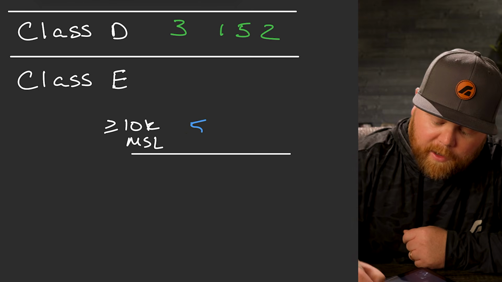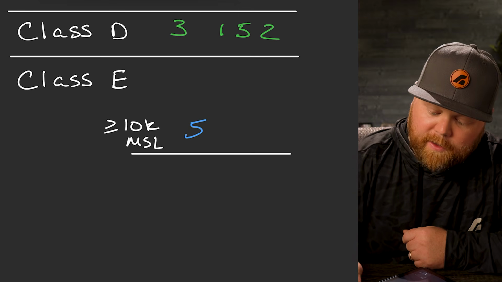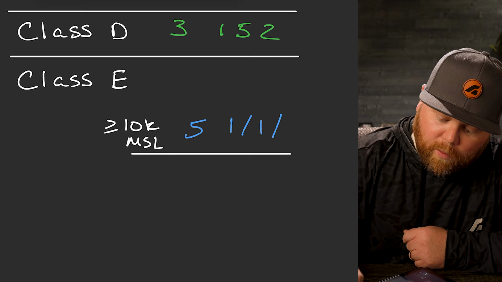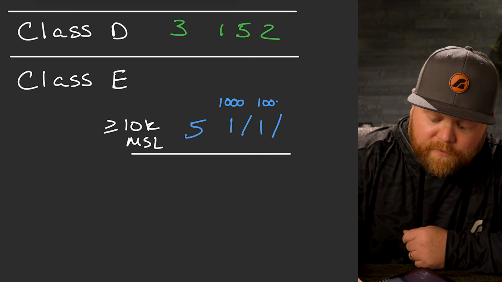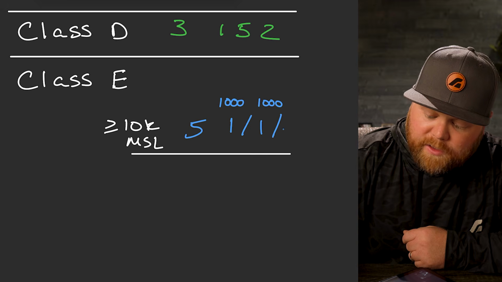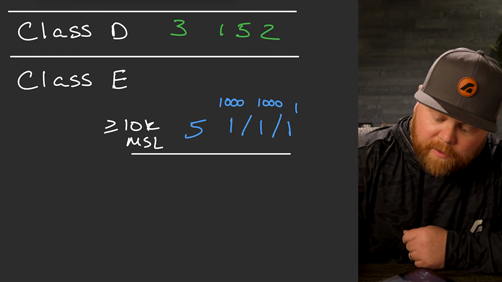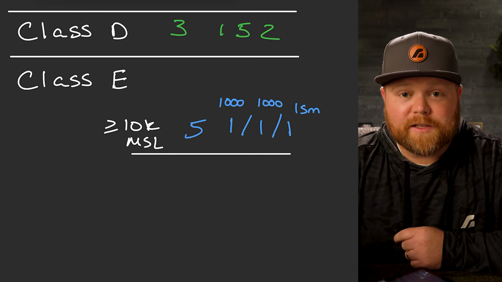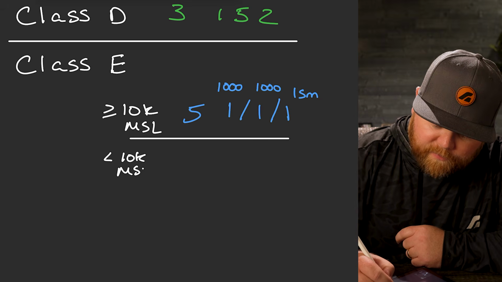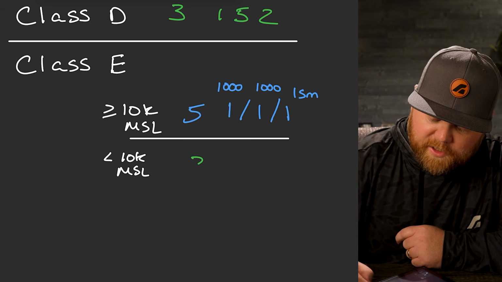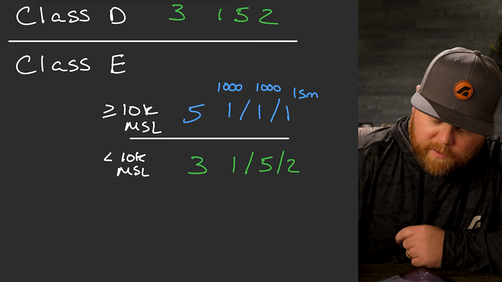They move it to 5 miles of visibility, and then 111, which is 1,000 feet above. That hasn't changed. But now it's 1,000 feet below. That doubled. And then it's 1 statute mile horizontally. I'll put that one in blue because it's going to come up again. And then if you are below 10,000 feet MSL, it's just 152.